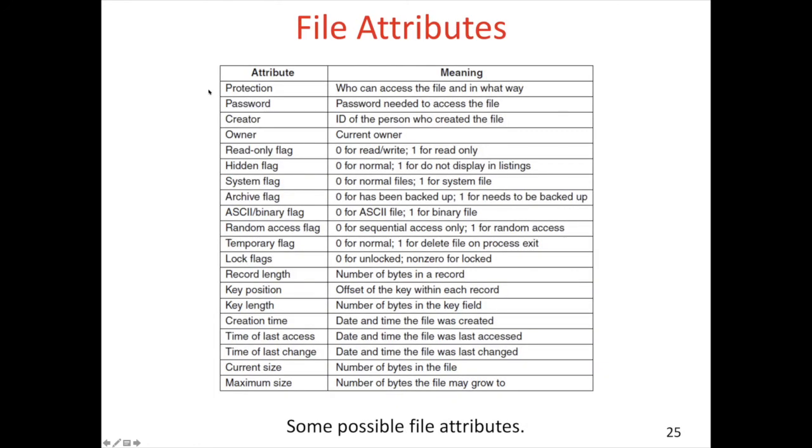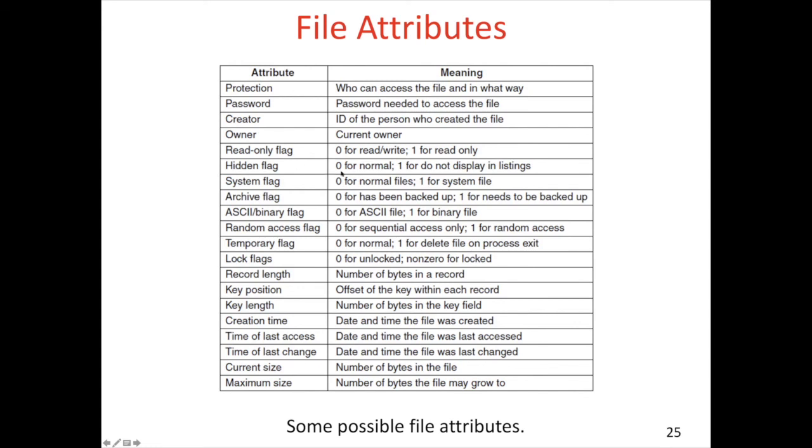Some possible file attributes are given in this table. The first column corresponds to the attribute and the second column is meaning. The attribute protection shows who can access the file and in what way. Password is needed to access the file. Creator, ID of the person who created the file. Owner, current owner. Read-only flag, 0 for read-write and 1 for read-only.